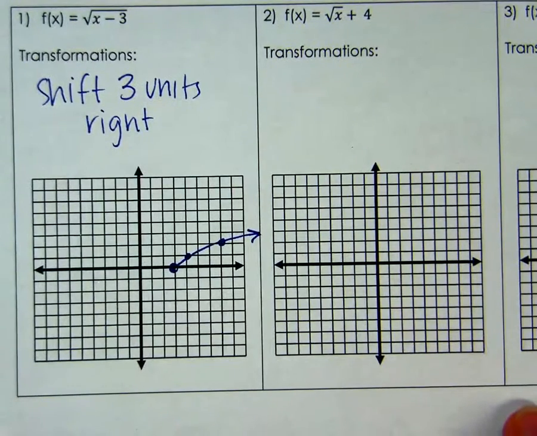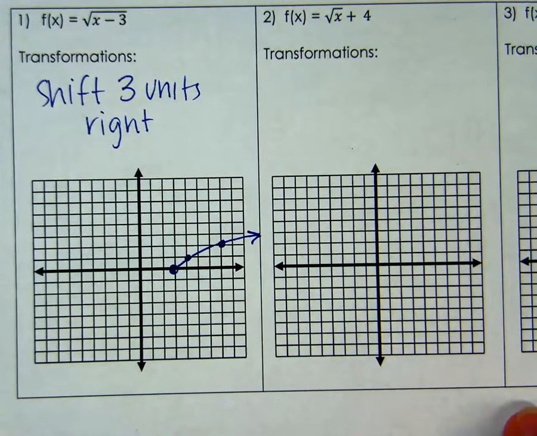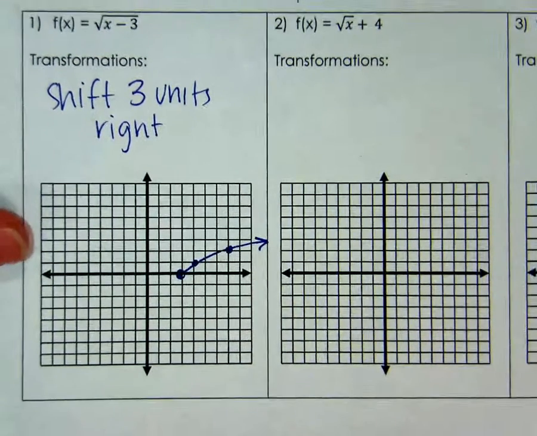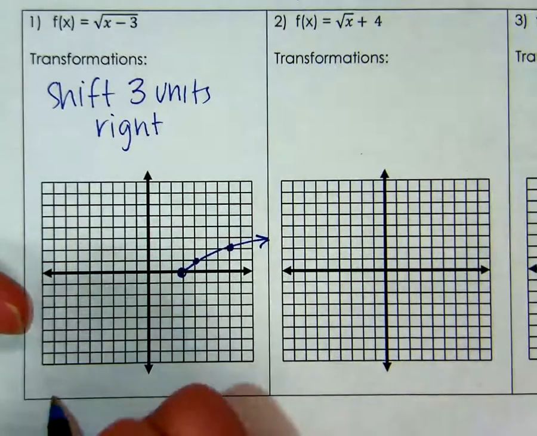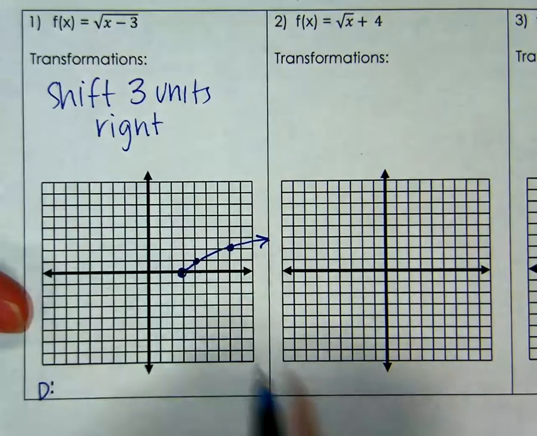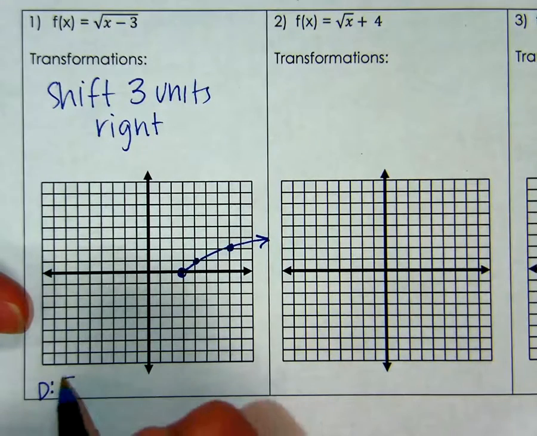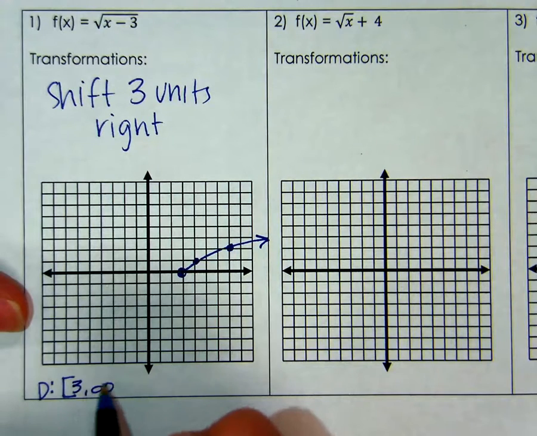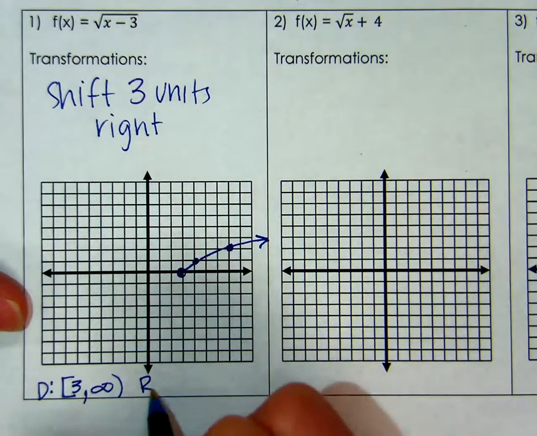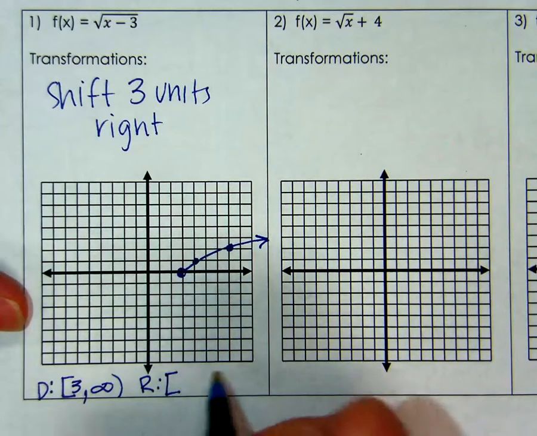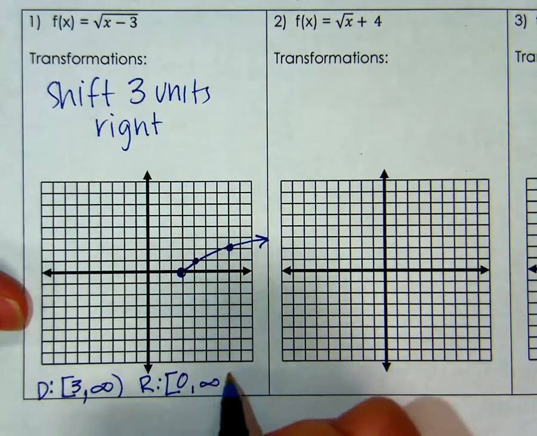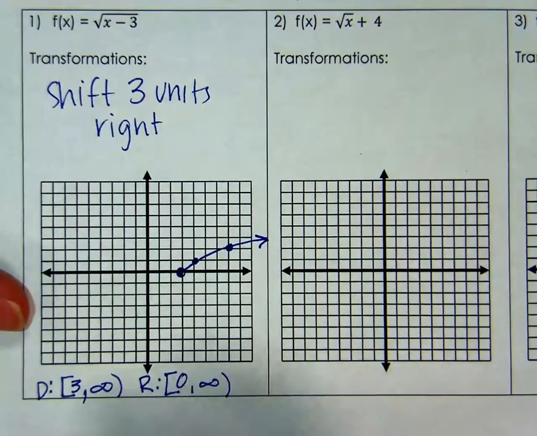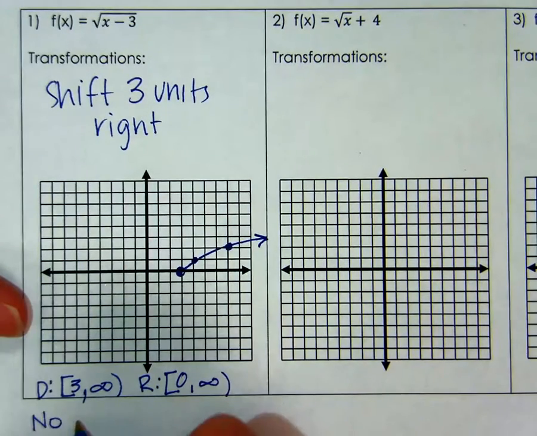We can talk about end behavior. Each of these, we could also talk about domain and range. So domain for this one is going to be 3 to infinity. And our range is going to be 0 to infinity. It is an increasing function because it is going up from left to right. There is, in our class, we're going to say there is no left end behavior.